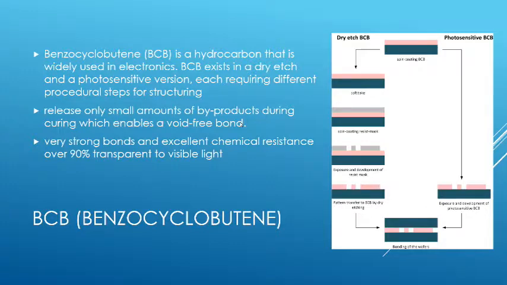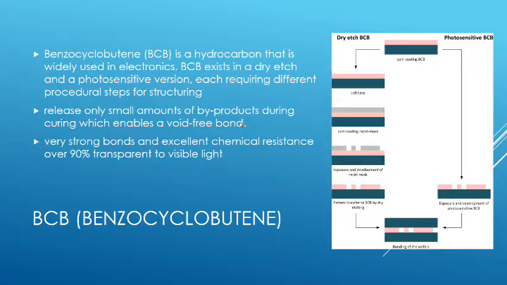BCB, benzocyclobutene. It is a hydrocarbon that is widely used in electronics. It exists in a dry-etch and also a photosensitive version, each requiring different procedural steps for structuring. The procedure for dry-etch BCB is cleaning, applying adhesion promoter, drying the primer, and BCB deposition. So these four steps are similar to all adhesive bonding.